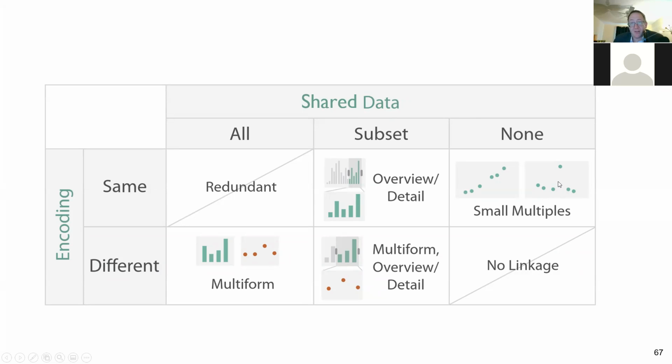Everything else, I have different ways of slicing this apart. If none of the data is shared, but it's using the same encoding, it's called small multiples. So I'll have this type of data or this attribute, but not in the other cases. If I have different ways of encoding the data, but as a subset of the data, I'll have multiform and overview plus detail. Multiform is I have two different ways of encoding the exact same data set. The way I slice and dice this, you're thinking about it from different perspectives, but you all have to be looking at the same data set.